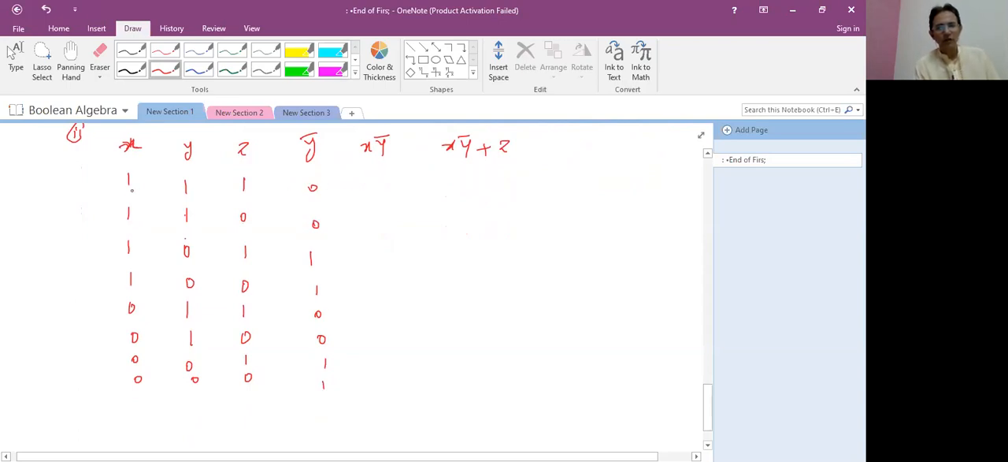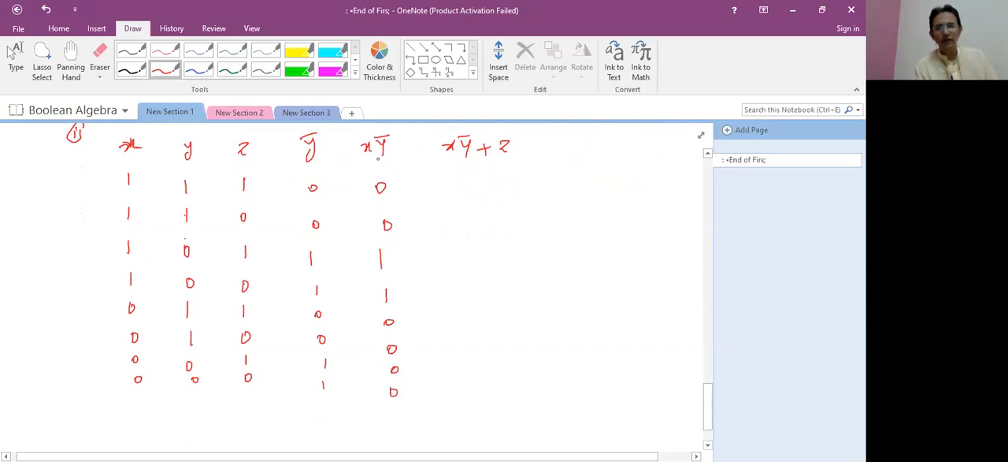When we multiply the first column and the fourth column, 1 dot 0 is 0, 1 dot 0 is 0, 1 dot 1 is 1, 1 dot 1 is 1, 0 dot 0 is 0, 0, 0 and 0.